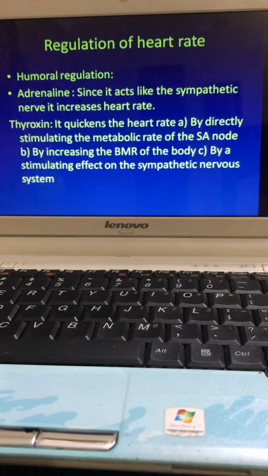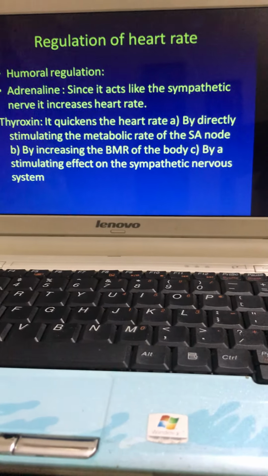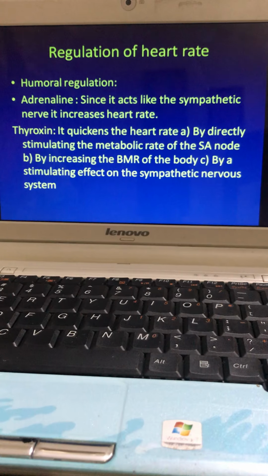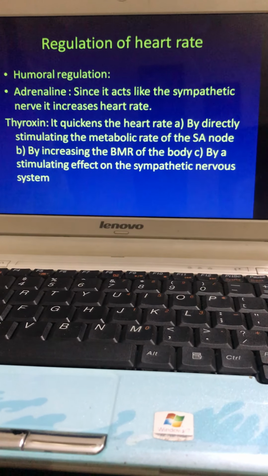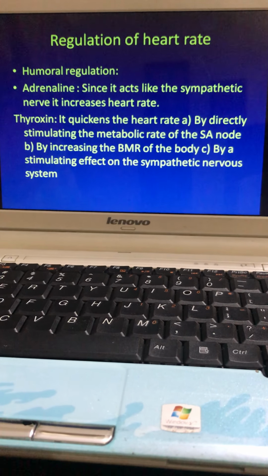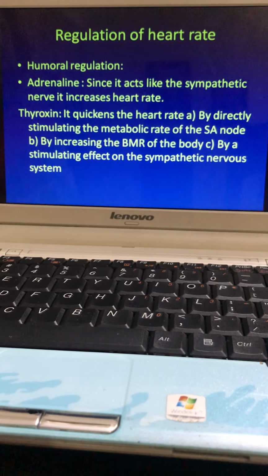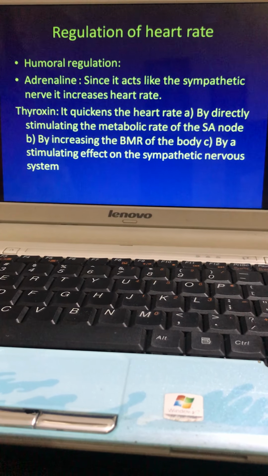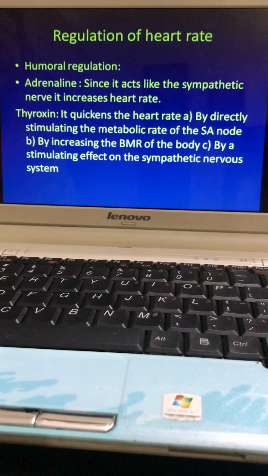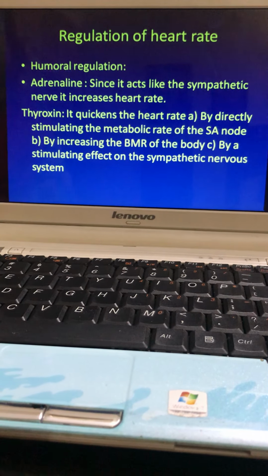Now, humoral regulation. What are the humoral factors that regulate heart rate? There are adrenal hormones, for example adrenaline, and thyroxine. Adrenaline, since it acts like the sympathetic nerves, increases heart rate. Thyroxine quickens the heart rate by increasing the BMR of the body and by its stimulating effect on the sympathetic nervous system.